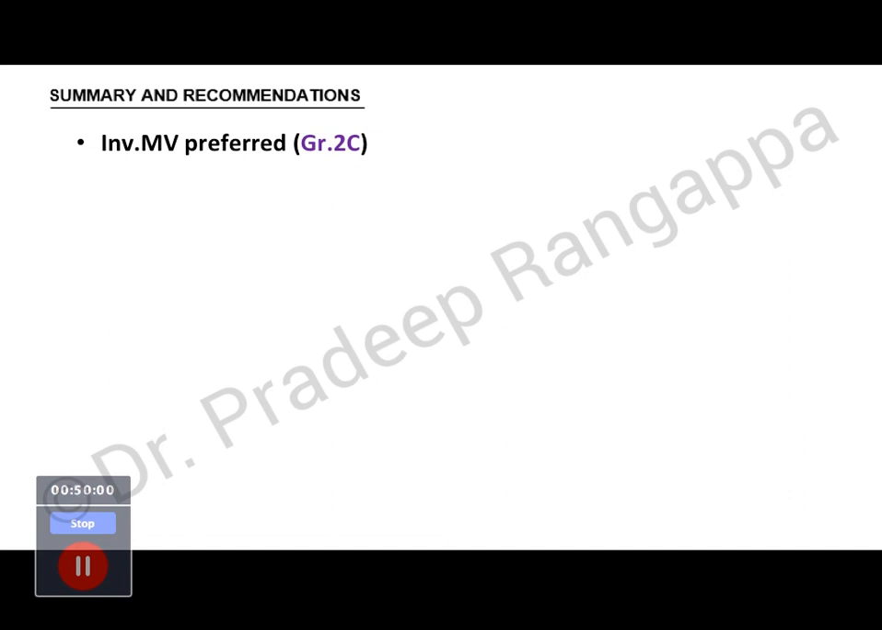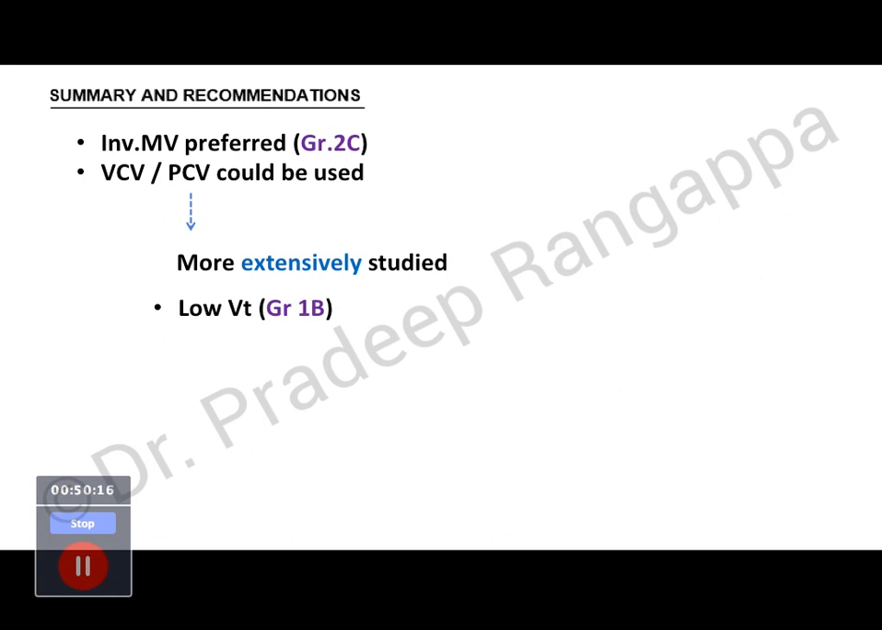So, summary of mechanical ventilation. Invasive mechanical ventilation is preferred in all moderate to severe ARDS, grade 2C recommendation. Volume controlled ventilation or pressure controlled ventilation, you could use either of them, but pressure controlled seems to be more extensively studied of late. And low tidal volume is the way to go in ARDS. That gets grade 1B, a strong recommendation. And plateau pressure has to be less than 30 centimeters of water. That gets a grade 2 recommendation.